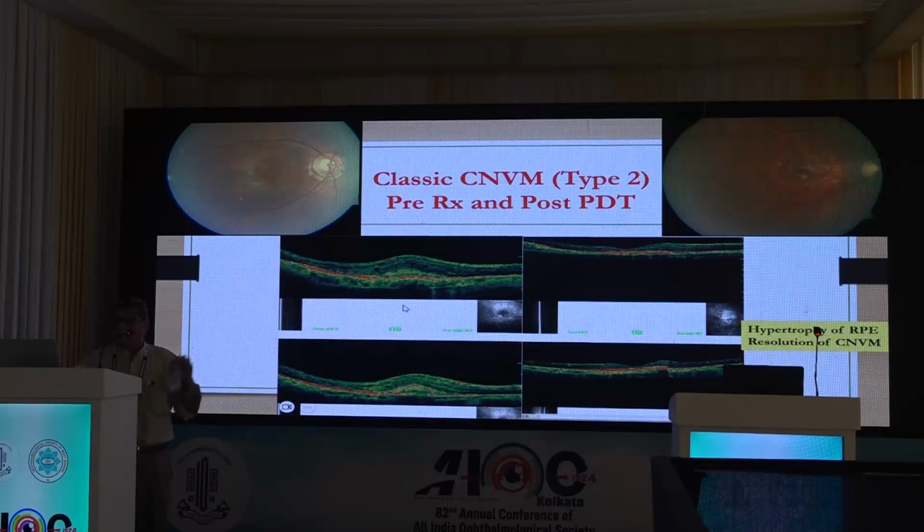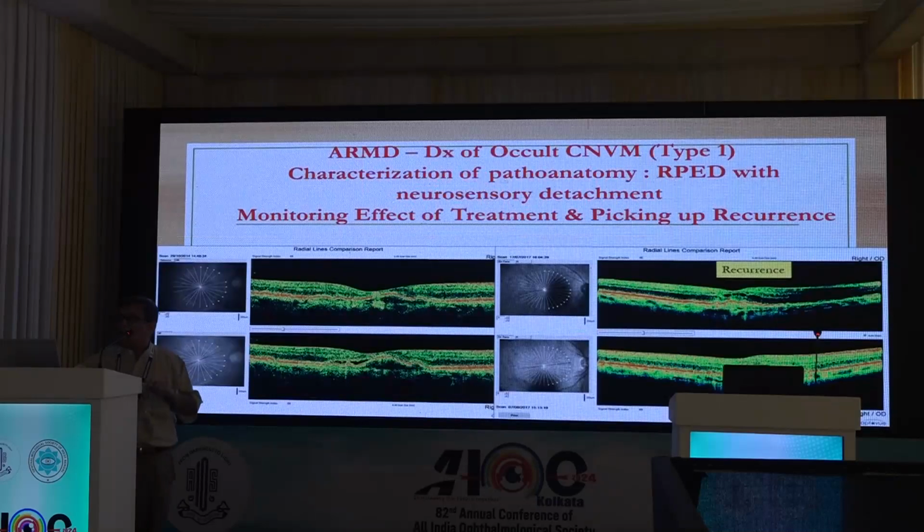Now, this is a patient with the CNVM. Now this is post PDT. We did the treatment with PDT and you see the whole thing's gone. Now it's gone, but there you see what happens, this line becomes red. That means there's a hypertrophy of the RPE there. CNVM resolved, but some scarring is there.